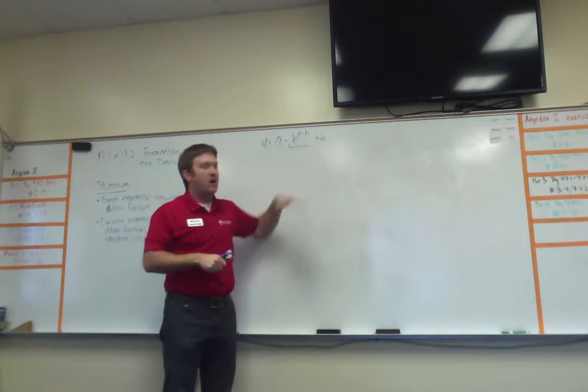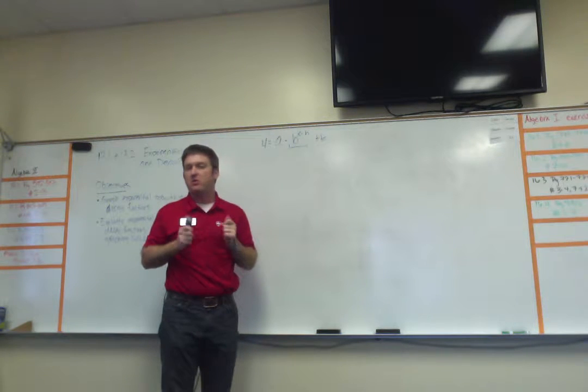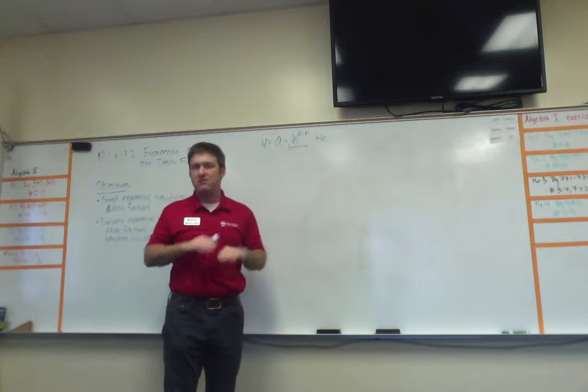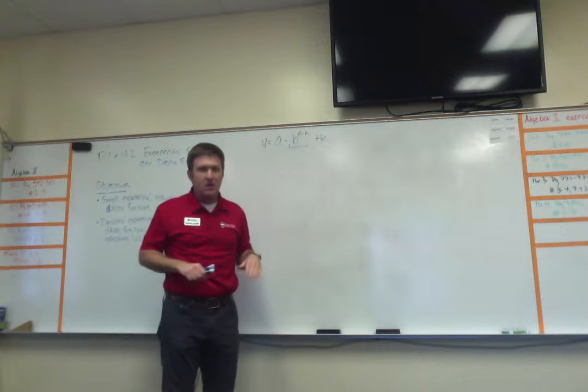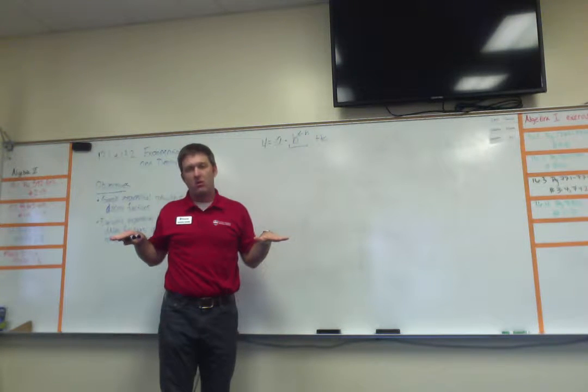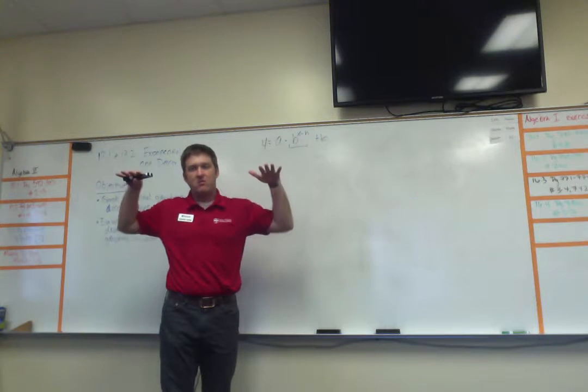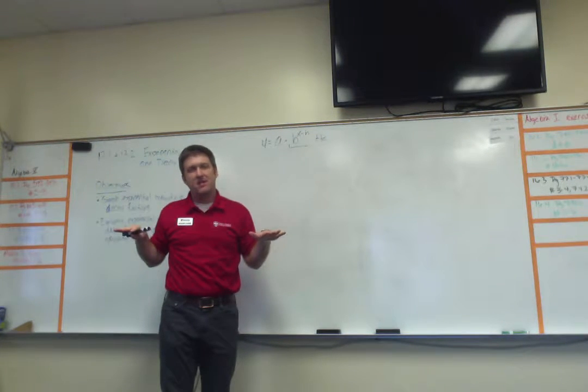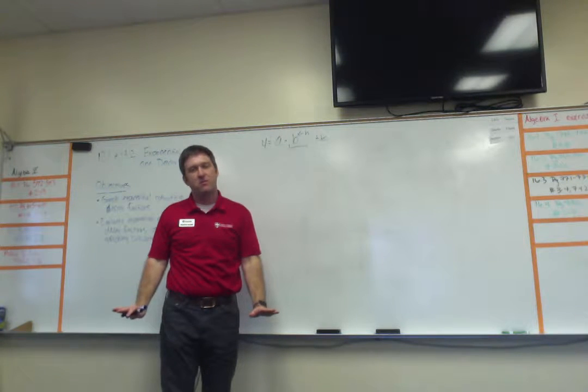And this is where understanding that exponential growth and decay functions have an asymptote at y equals 0 is important, because that asymptote at y equals 0 will be affected by the k. So if k is positive 5, the asymptote would be 5. If k is negative 3, the asymptote would be negative 3, right?